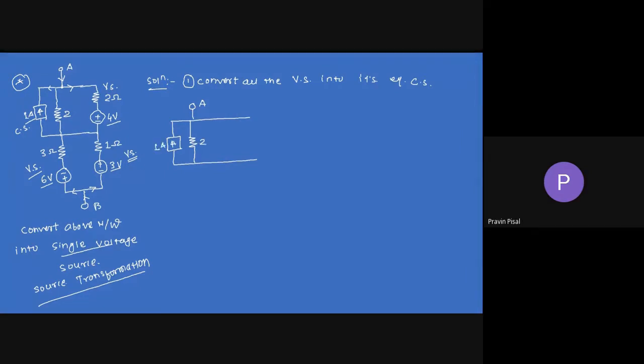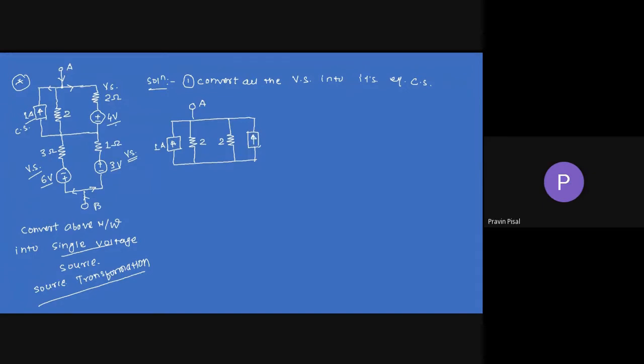Fine. Now we will convert this 4 volt source. So this will be like this. Okay. And now the resistance will come in parallel because we know the rule that in a practical current source the resistance comes in parallel. The value of that resistance is again 2 ohm, and the polarity is plus minus, so the arrow will come in the upward direction, positive.